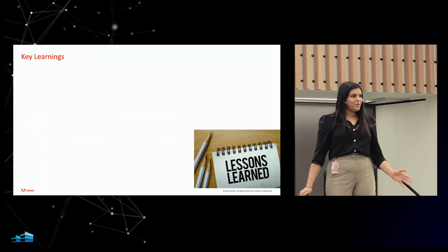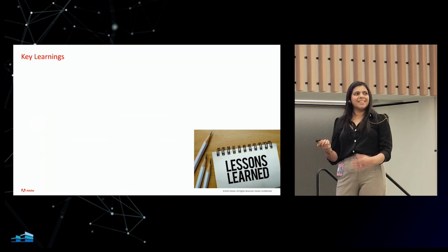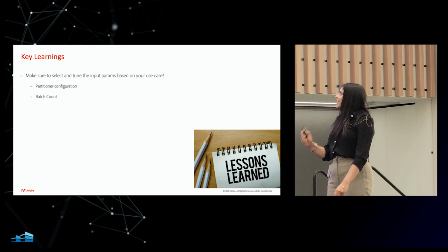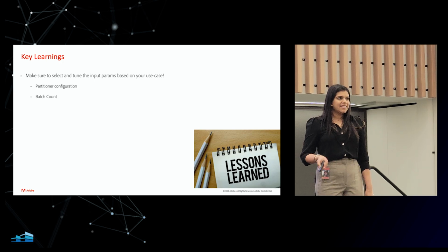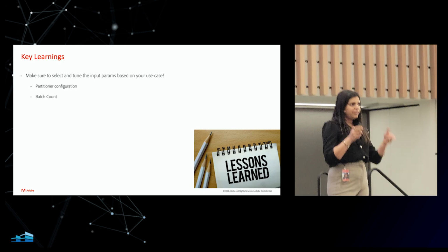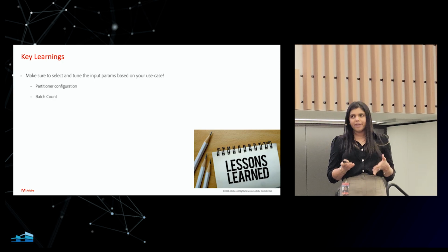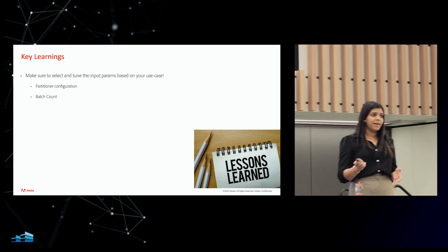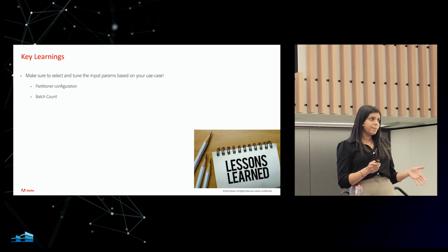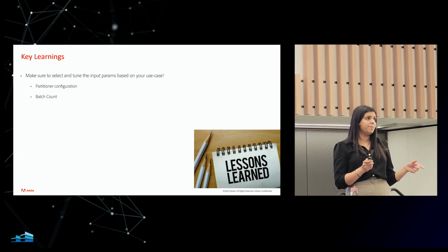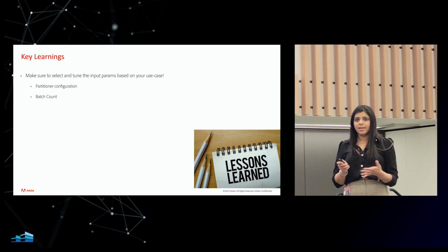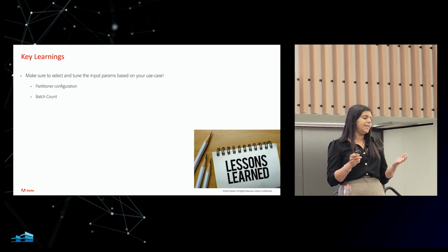Right, now let's talk about the fun part, key learnings, because that's what we are here about. When you're running this connector on production, make sure the configs that we talked about, you're carefully choosing those. So one is the partitioner configuration. If you're using simple, you have to ensure you're using the right batch size based on your data key ranges. And if you're using locality-based, how the data is distributed.